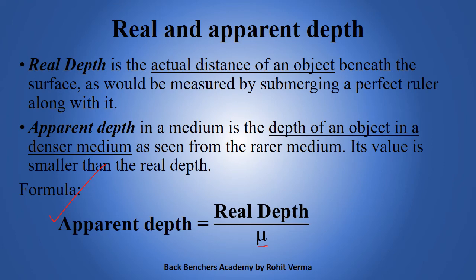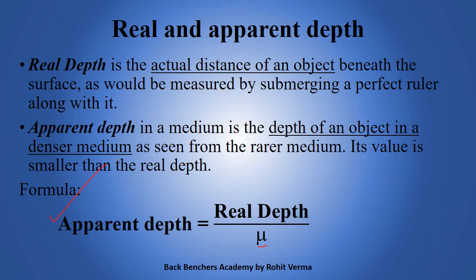Apparent means something that appears to be true, but it's not really true. So it is just our assumption, a hypothetical phenomenon. You can say it's like a virtual reality thing. And when we connect these two particular terms, we get a formula.